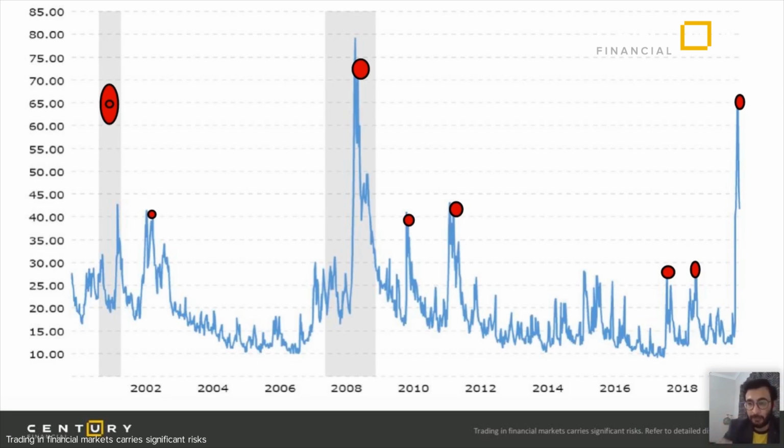But we use the word peaked in reference to the point when it has peaked and it has started coming down. When it has started coming down, that's a kind of indication that the S&P or US index will start moving higher. Okay, because there is an inverse relationship.